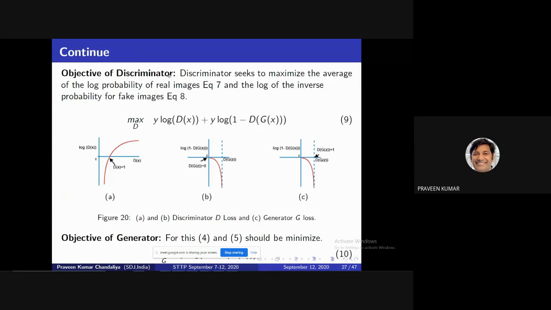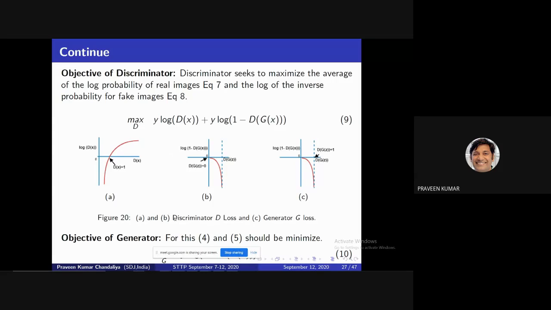Then the objective of the discriminator: the discriminator seeks to minimize the average log probability of the real image, equation 7. Then a log of the inverse for the fake image. This one has a real image, this one has a fake. This is a log function. All of you are familiar with the log function. This one is the maximum value, and this one is the minimum value.